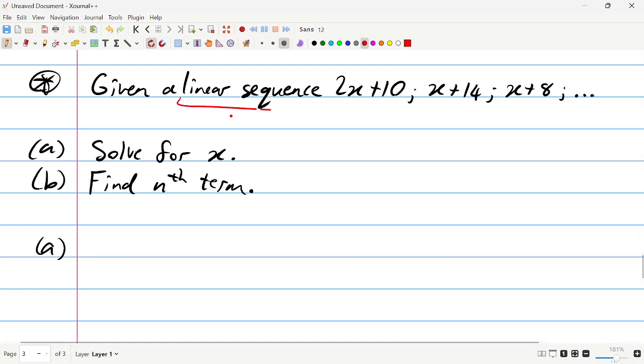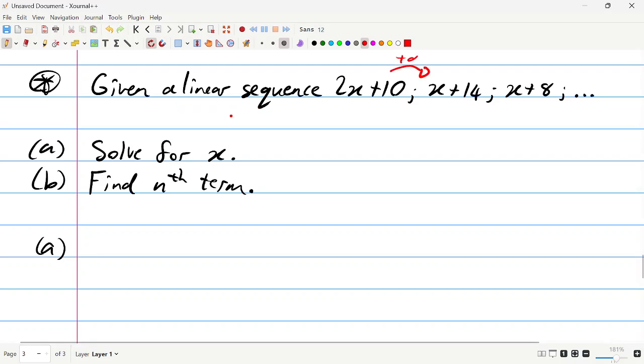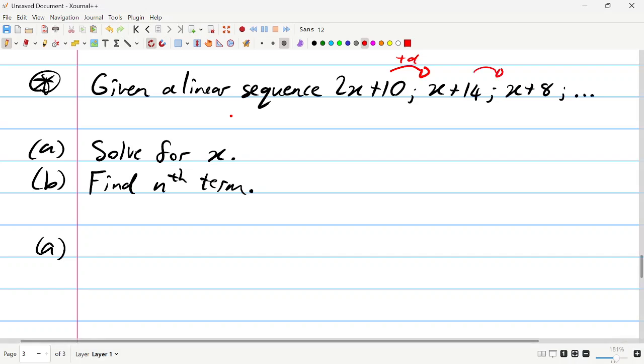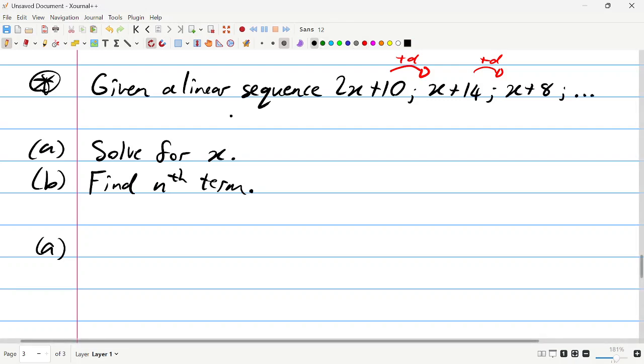They tell us it's a linear sequence, so therefore it's actually just adding by a constant difference every single time. So we need to solve for x using this information. And how do we know what d is equal to? Remember that d is equal to tn minus tn minus 1. And what does that imply to us?